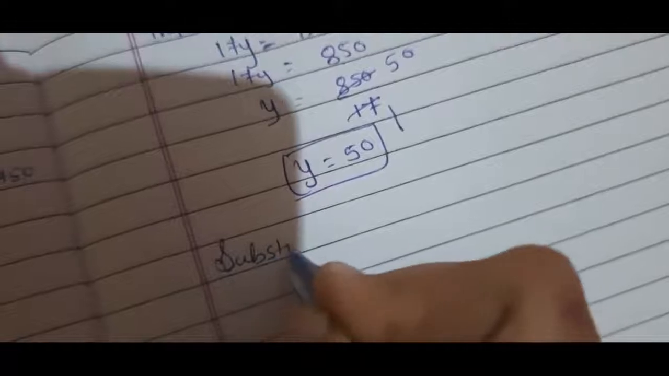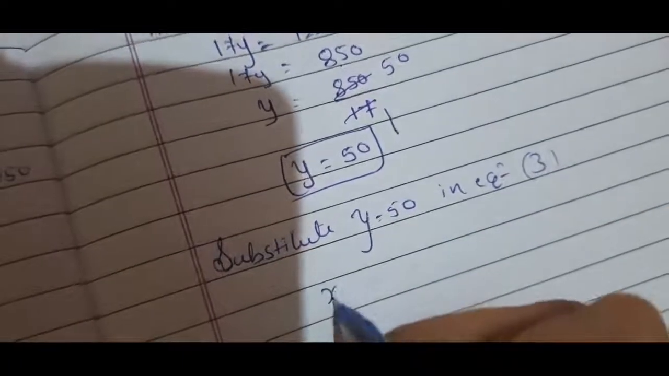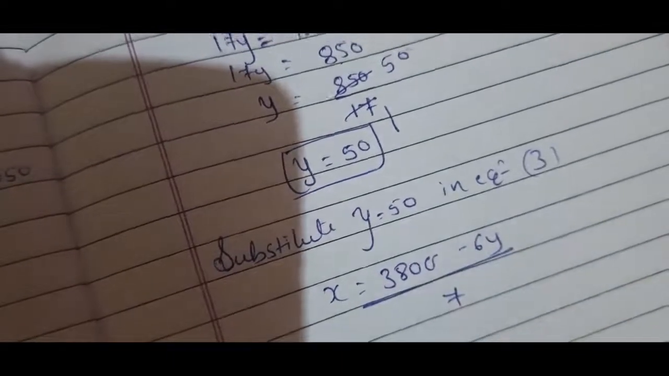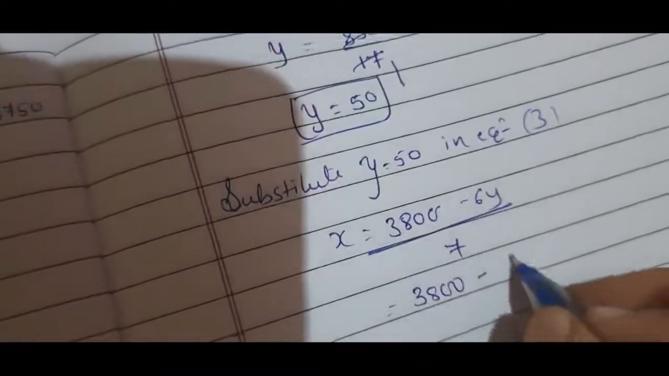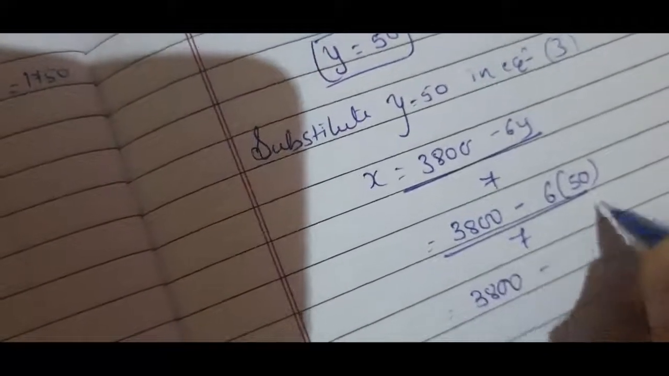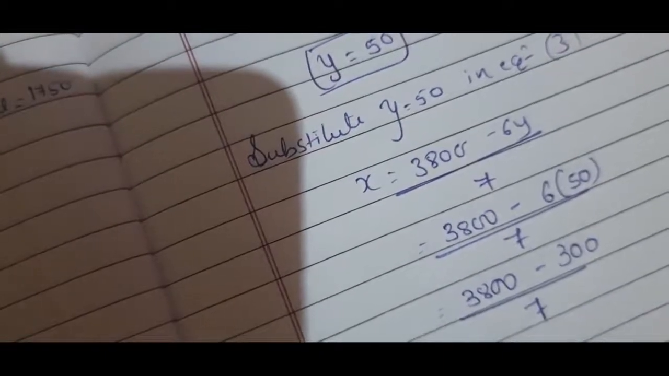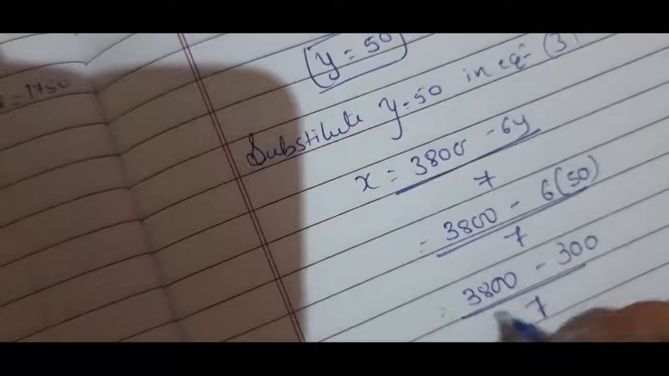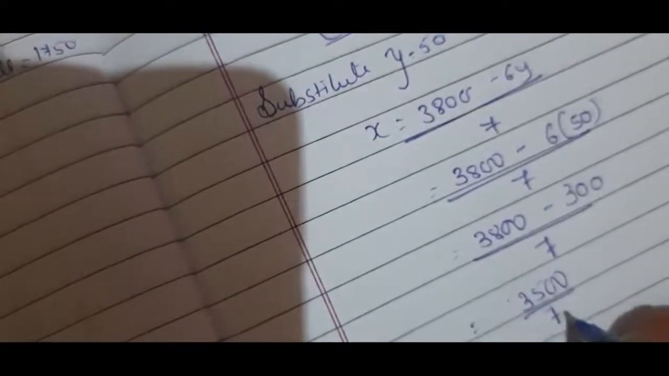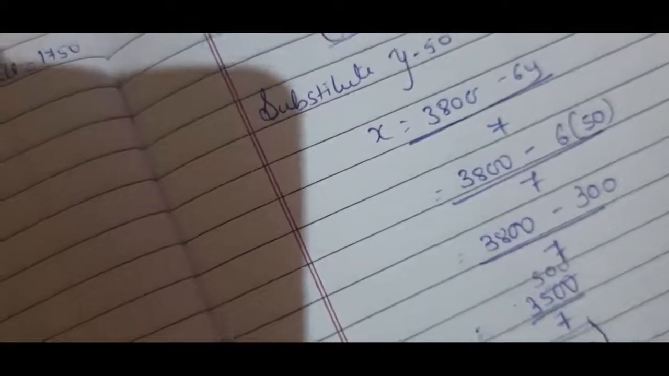Substituting the y value, y equals 50 in equation third. x equals 3,800 minus 6y divided by 7. 3,800 minus 6 into 50 divided by 7. 3,800 minus 6 into 50 is 300, divided by 7. 3,800 minus 300 is 3,500 divided by 7. 7 ones are 7, 500. x equals 500.